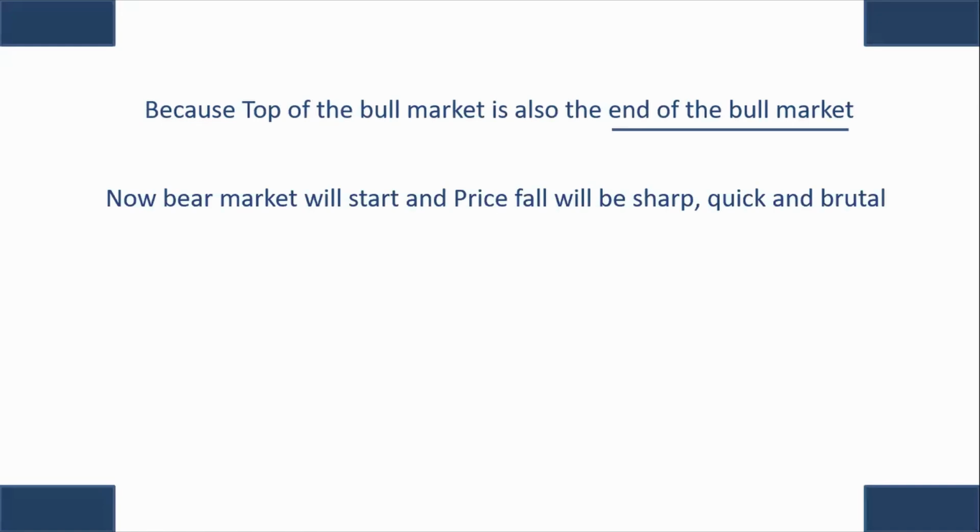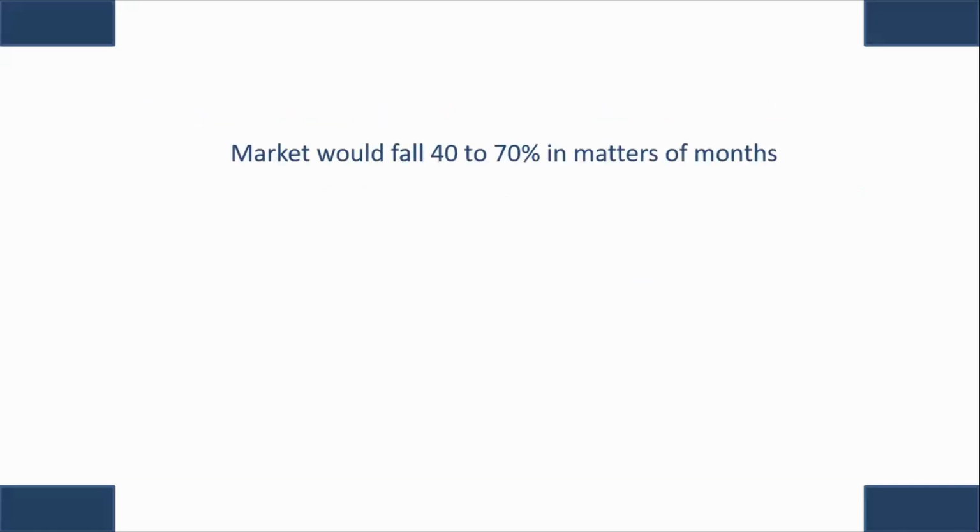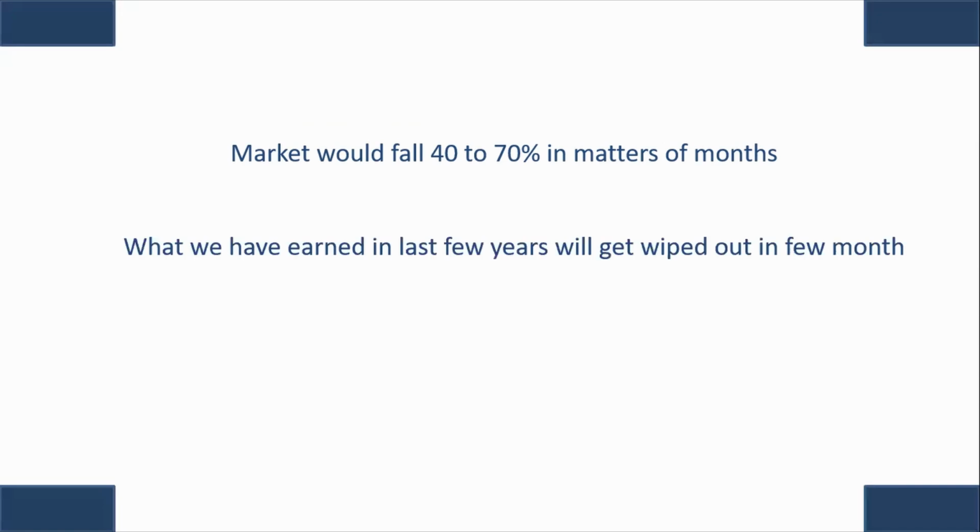And now the bear market will start and the price fall will be very sharp, quick, and brutal. And more importantly, the market will only fall from here. The market would fall anywhere between 40 to 70% in a matter of a few months. And what we would have earned in the last few years will get wiped out in just a few months.